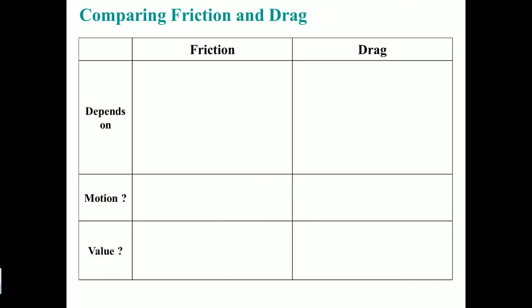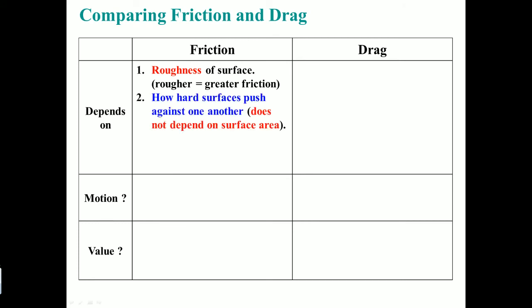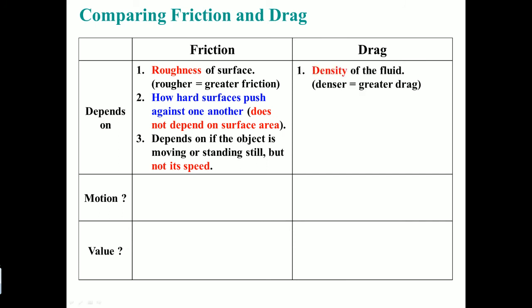Now, I want to compare a couple of things between friction and drag. Friction talks about the surface of an object. The rougher, the greater the friction. How hard a surface pushes against another, right? It does not depend on the surface area. And it depends on whether the object is moving or standing, but not its speed. Okay, kinetic mu or static mu. But for drag, it depends on the density of the fluid.